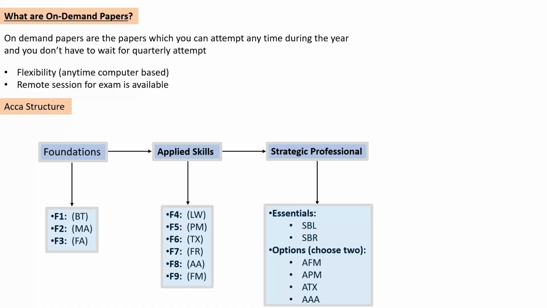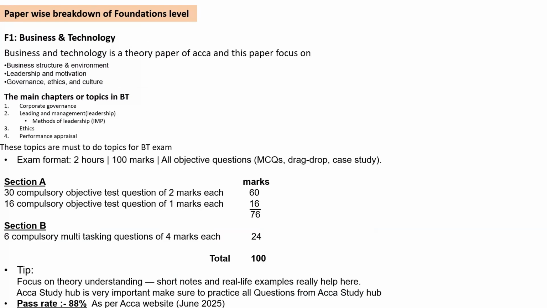Now, the paper-wise breakdown of the foundation level. First is Business and Technology, which is BT. Business and Technology is a theory paper, and it focuses on business structure and environment, leadership and motivation, governance, ethics, and culture. The main chapters or topics you have to cover in BT are, first, corporate governance, which is also seen in the strategic professional level exams. It's a very main topic. Second, leadership and management; leadership is a chapter in BPP, and if I talk about the leadership chapter, methods of leadership is very important.